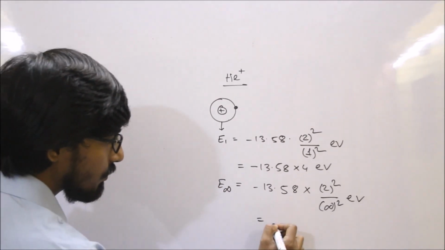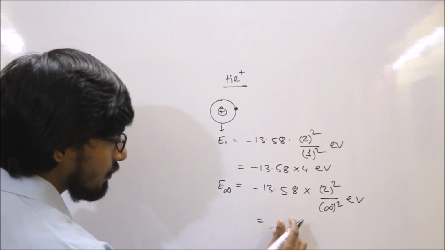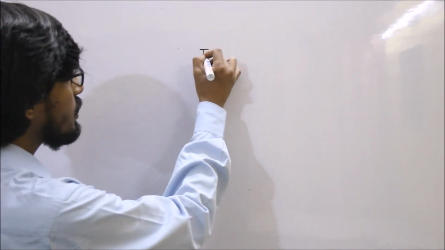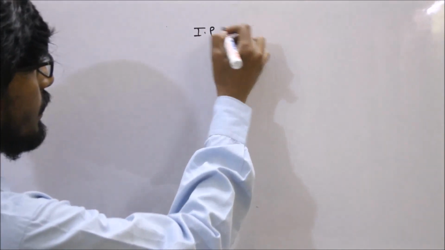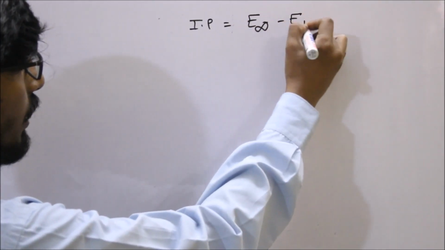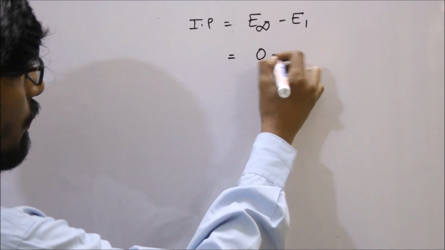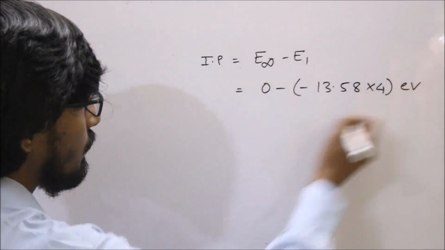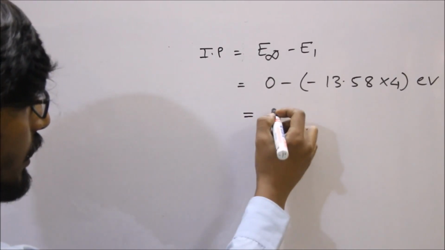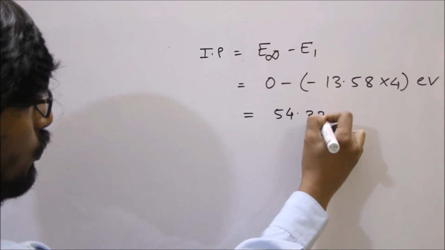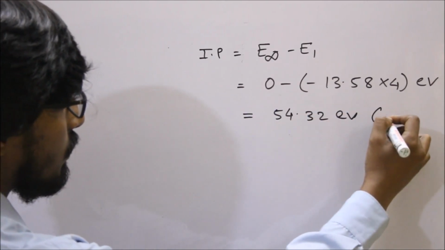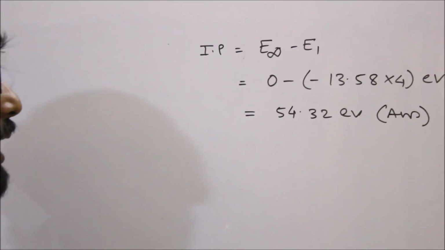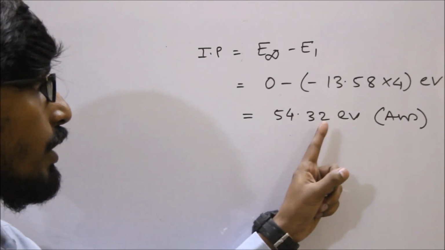that is equal to 0 eV. Now the ionization potential of helium ion will be E infinite minus E1, that means 0 minus of minus 13.58 into 4 eV. After calculation we get 54.32 eV. This is our answer. So the ionization potential of helium ion will be 54.32 eV.